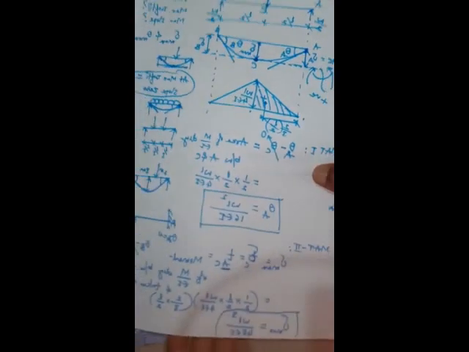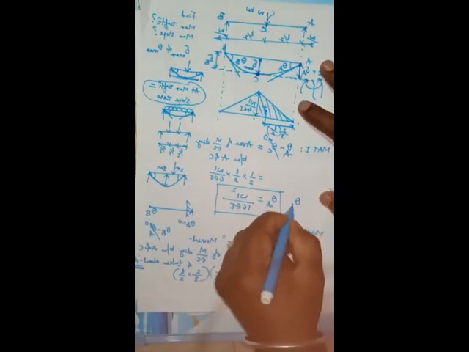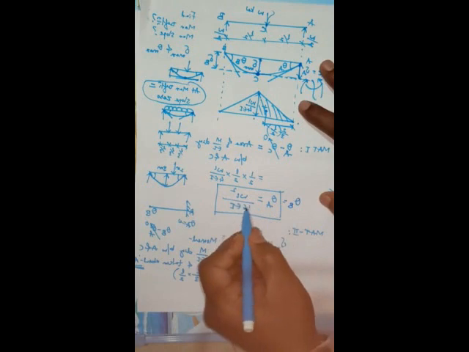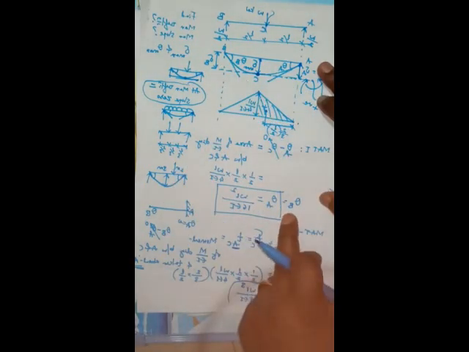Okay, so here, as in the previous problem, theta B is equal to theta A. So theta A and theta B will be the same only.